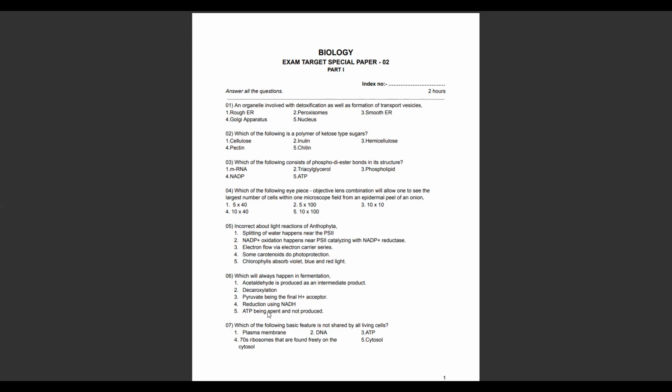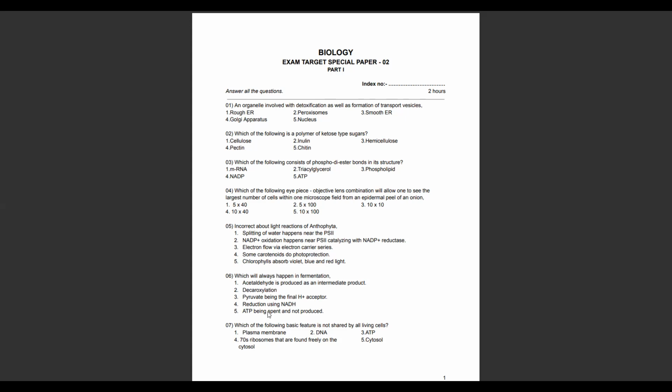Question number 7. Which of the following basic features is not shared by all living cells? There are 4 basic features shared by all cells, both prokaryotic and eukaryotic cells. All cells are bounded by plasma membrane. And the second thing, there is semisolid cytosol within the fluid. Third one, they carry DNA as the genetic material. Right? Not RNA, it's DNA. And the last one, ribosomes found in all cells. Now, if we take ribosomes, there are 2 types, 70s and 80s. The 80s ribosomes are present only in eukaryotic cells. But 70s ribosomes are present in both types of cells.